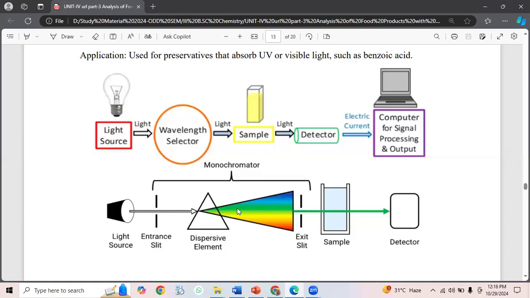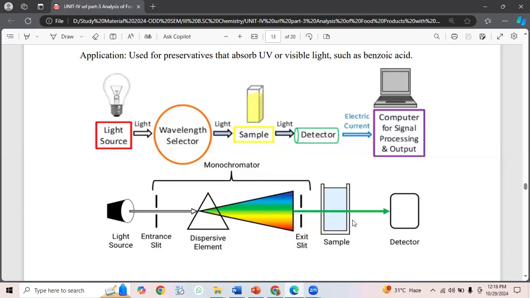So different regions of light are there, and one is passed through the sample. This wavelength is usually chosen based on the absorption peak of the compound, determined by preliminary tests. After that, the sample and reference cuvette.